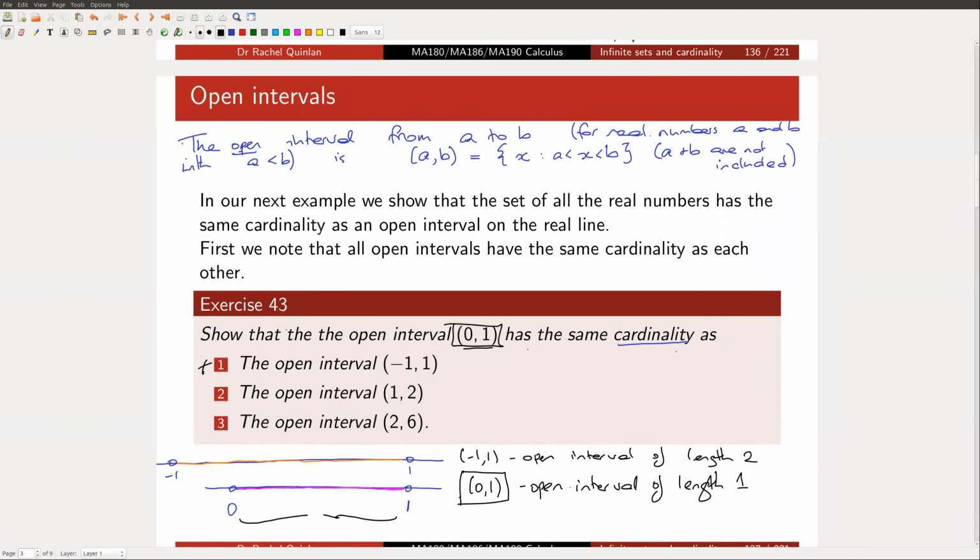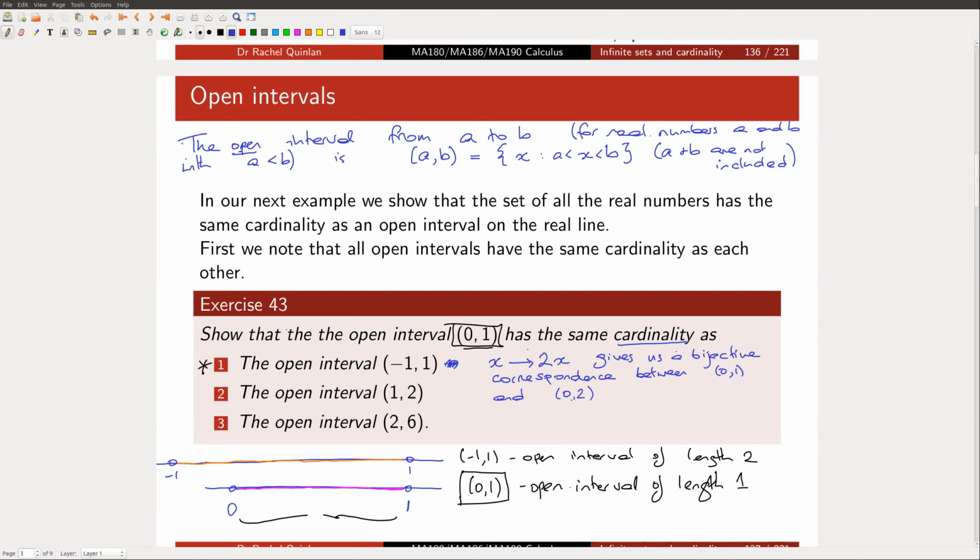That doesn't answer the first question here, but it does take us from an open interval of length 1 to an open interval of length 2. So for the first one, we could say that taking the function that takes x to 2x gives us a bijective correspondence between the open interval 0, 1 and the set of doubles of all the elements of that, which is the open interval 0, 2.